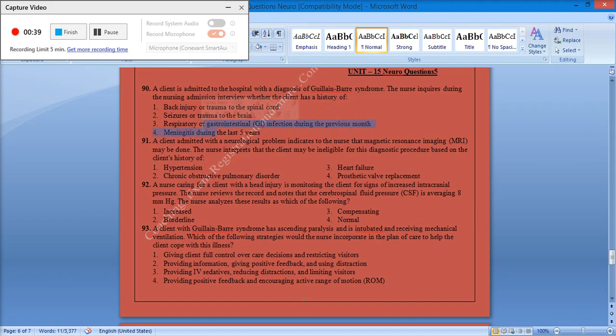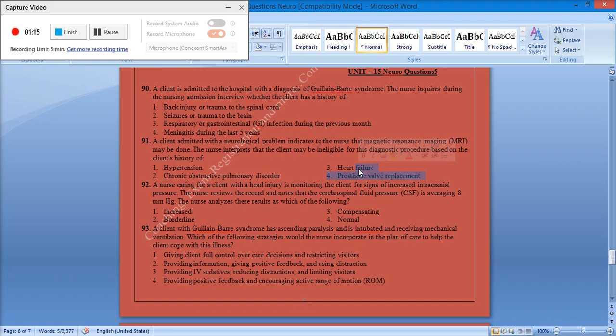91. A client admitted with a neurological problem indicates to the nurse that magnetic resonance imaging may be done. The nurse interprets that the client may be ineligible for this diagnostic procedure based on the client history of: 1. Hypertension, 2. Chronic obstructive pulmonary disorder, 3. Heart failure, 4. Prosthetic valve replacement. The correct answer is 4. Prosthetic valve replacement.